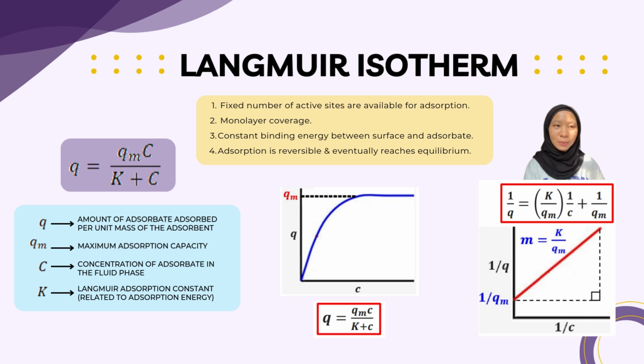The chosen isotherm is the Langmuir isotherm because it describes adsorption on a surface with a fixed number of active sites, where each site can only hold one molecule. This means that adsorption forms a monolayer, and once the surface is fully occupied, no further adsorption can occur. Additionally, the Langmuir model assumes a constant binding energy between the adsorption surface and the adsorbate, meaning that all adsorption sites are equally active. The process is also reversible and eventually reaches equilibrium.